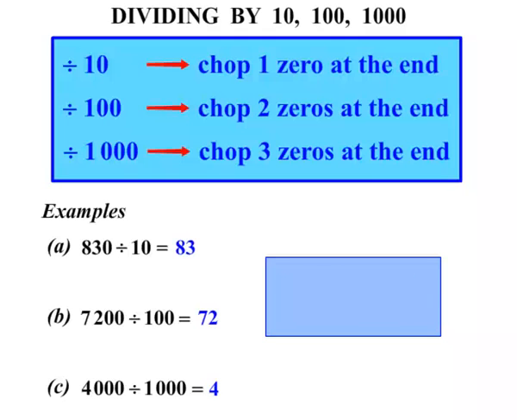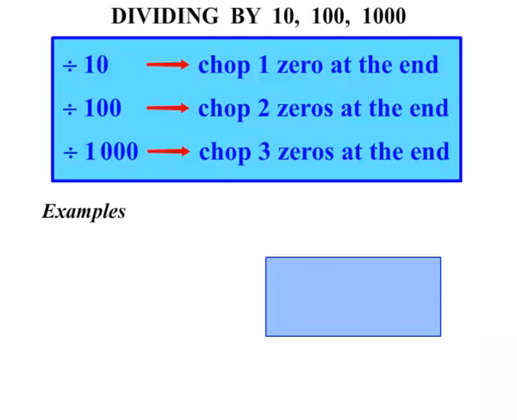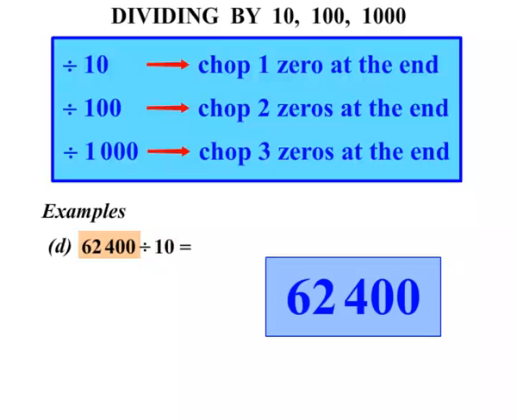Alright, hopefully that's fairly easy. Let's look at a few more. The next one, 62,400 divided by 10. So let's start with writing the number down. Dividing by 10, so we need to chop 1 zero off. Let's cross it out. So we're left with 6,240.